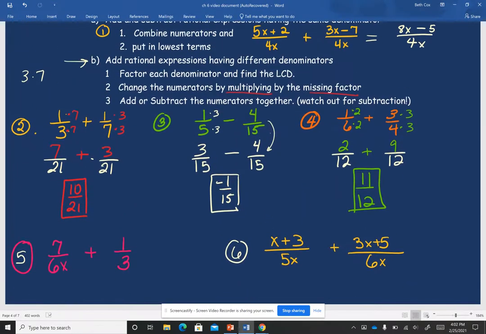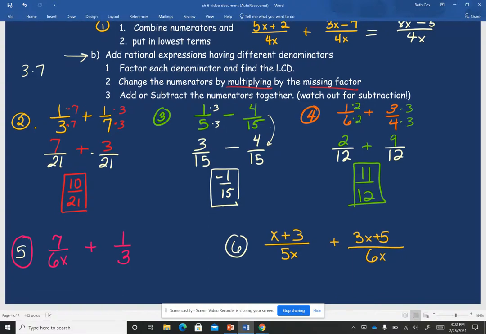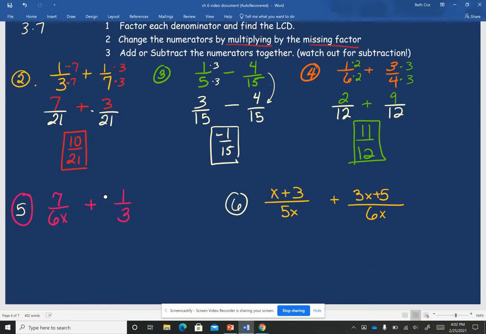Okay, so now let's do these same steps with rational expressions. Okay, so factor each denominator and find the common denominator. So now when I'm looking at 6x and 3, remember we said that when we did the denominators, we take all of the first one and then go to the second one and see what else do I need. I don't need anything else. My common denominator is 6x.